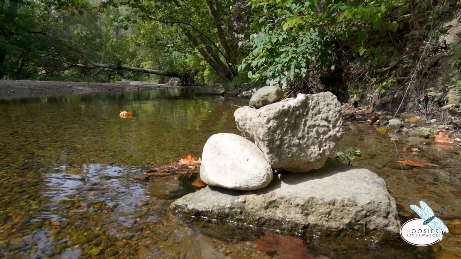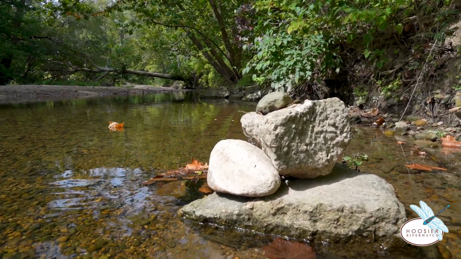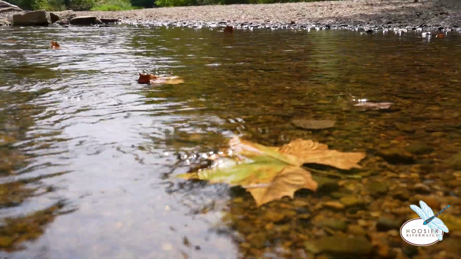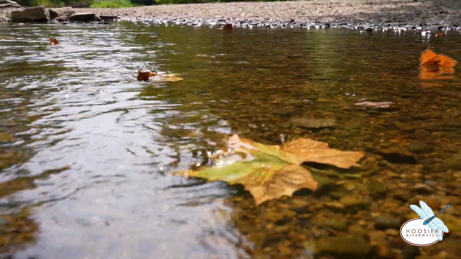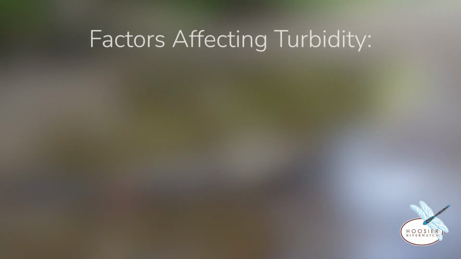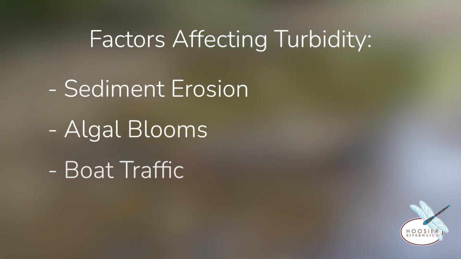Let's dive in. Turbidity is a measure of water clarity influenced by suspended particles like clay, silt, and algae. Transparency refers to the depth at which an object can be seen in the water column. High turbidity and low transparency can negatively impact aquatic ecosystems. Several factors can influence turbidity, including sediment erosion, algal blooms, and disturbances from boat traffic that stirs up sediments.